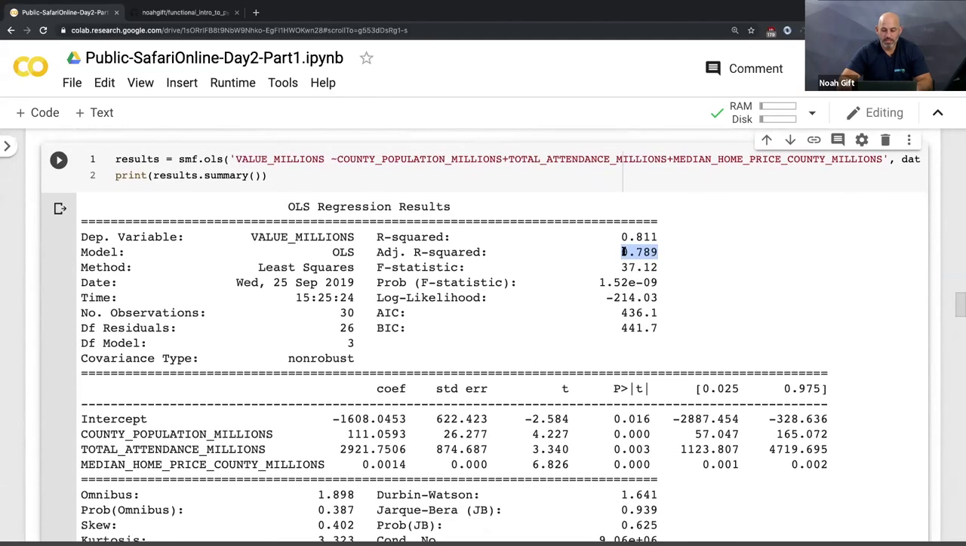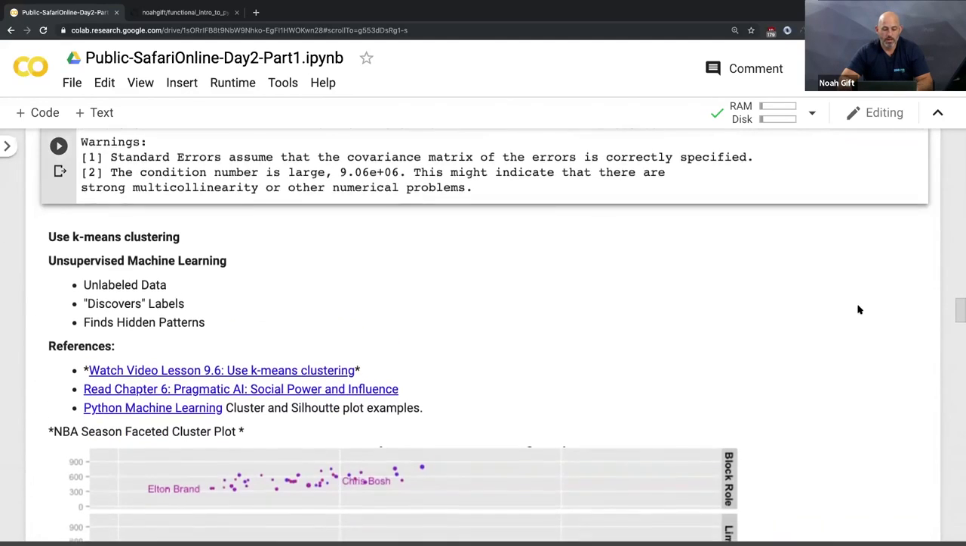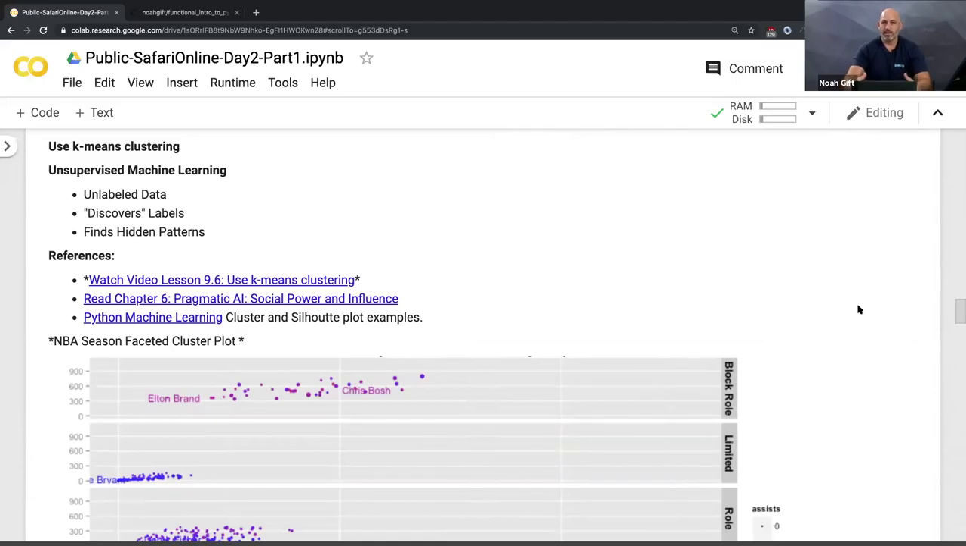And so in this case, you can see that with the adjusted R squared, I'm able to tell about 80% of why a team is worth what it's worth by looking at the county population and also the median home price. So that's really the driver for what a team is worth. So now that I've got an idea of what's going on, I can go down a different road and start using machine learning to further get into the details of my analysis.